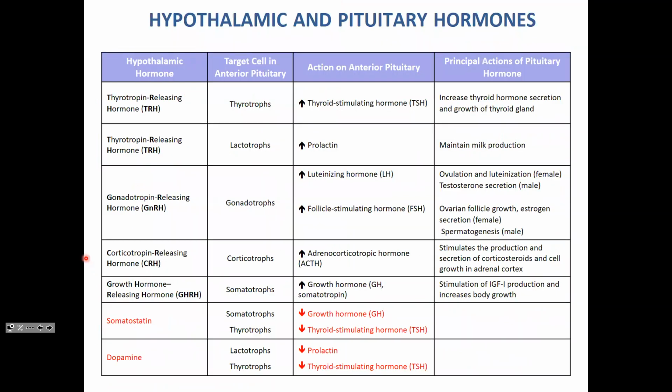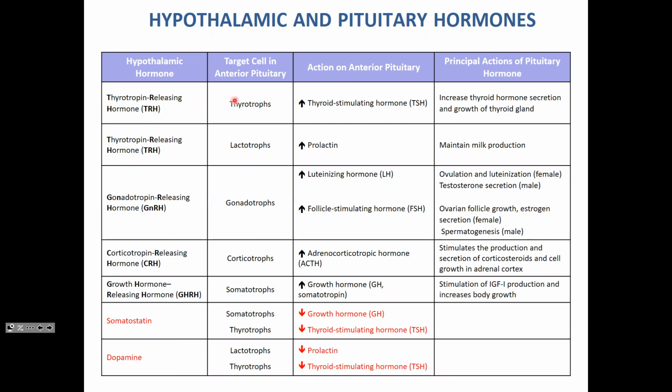In this particular chart, I'm listing all the hypothalamic hormones, what target cell they act on in the anterior pituitary, what they do in the anterior pituitary, and what the principal action of that anterior pituitary hormone is. So we're just going to go through and I'll list them. I know it's kind of boring, but make sure everybody is on the same page.